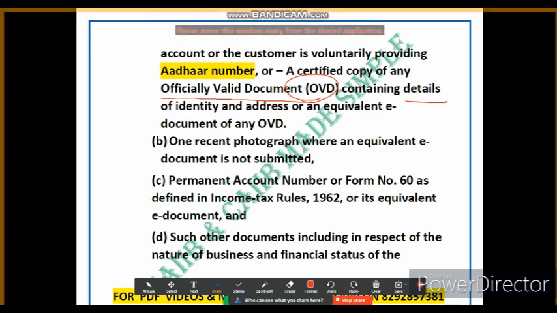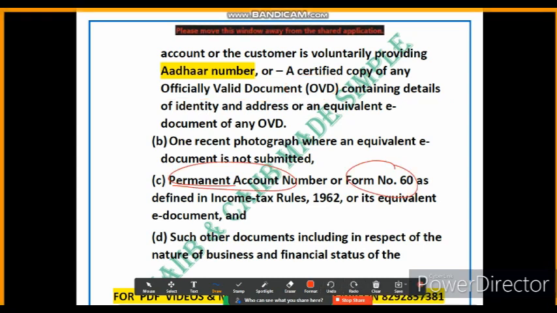The third is PAN or Form 60. So what is this PAN and Form 60? Friends, try to understand. Individuals are required to provide their permanent account number issued by the Income Tax Department. If they do not have a PAN, they can submit Form number 60 as defined in the Income Tax Rules, 1962.